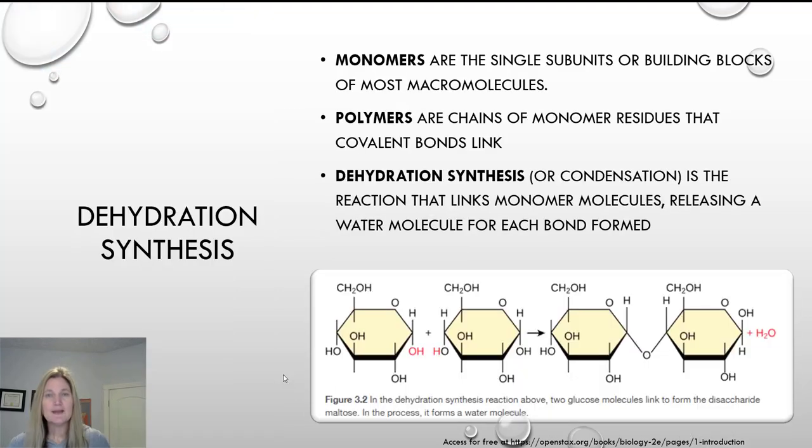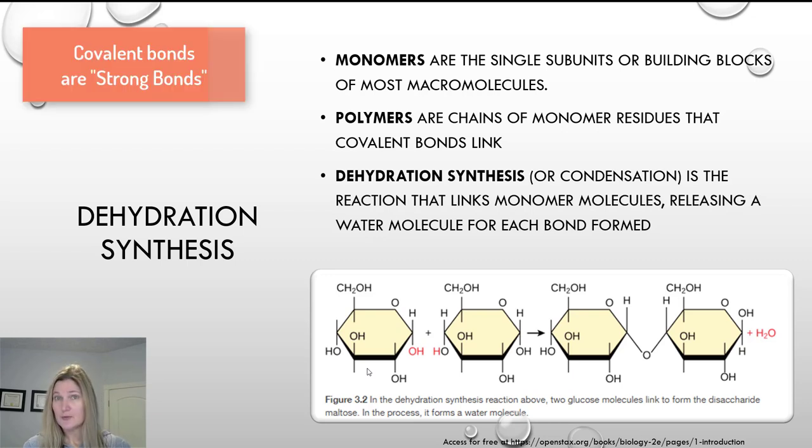So before we get started on how they're made, we need to cover some definitions. When I keep talking about small subunits connecting together to form a macromolecule, we call those small subunits monomers. So monomers are the building blocks of a polymer. Polymers are chains of monomers, and the monomers are linked together by a covalent bond.